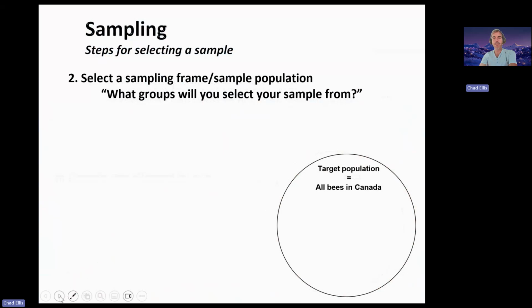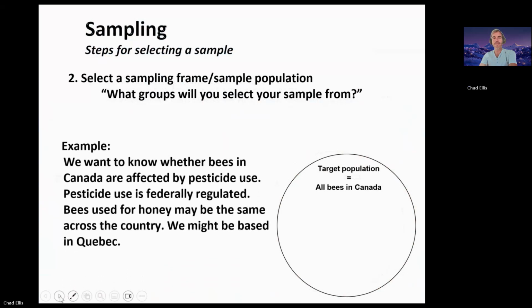This is going to be our sample population. So imagine that, of course, we can't measure all the bees across Canada. Say that we're in Quebec. That's where we're being based, in Quebec. So that's where we're going to do our sampling.